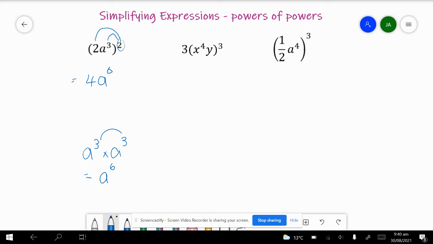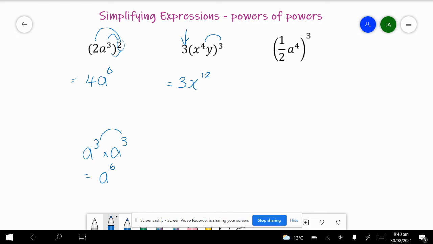Okay. Now, the next one, we're finding everything in the bracket to the power of 3. Note that the 3 is not inside the bracket, so we're not finding that to the power of the 3. So we just leave the 3 where it is. Okay. Using the rule that we used before, where 3 times 2 was 6, we're going to do the same thing. So the x, 4 times 3 is 12.